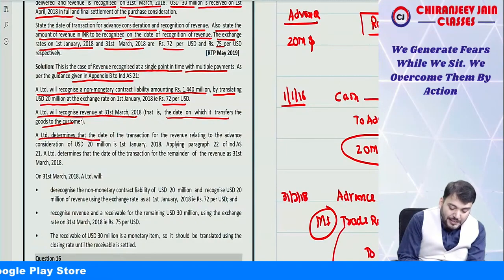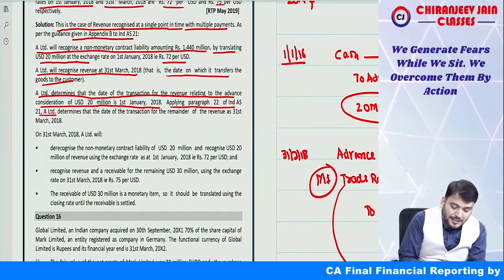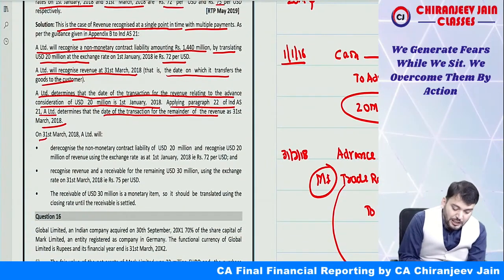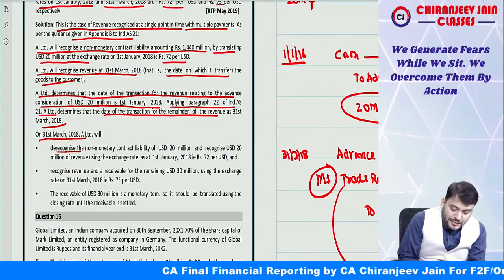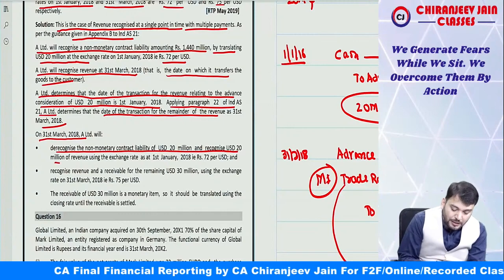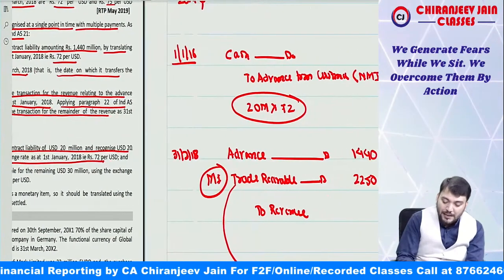A Limited determined that the date of transaction for revenue relating to the advance consideration of $20 million is 1st Jan. Applying para 22 of Ind AS 21, A Limited determines the date of transaction for the remainder of revenue is 31st March. So on 31st March 2018, it derecognized the non-monetary contract liability of 20 million and recognized US dollar 20 million of revenue using the exchange rate of 70. We have done that only. We have done advance to revenue.